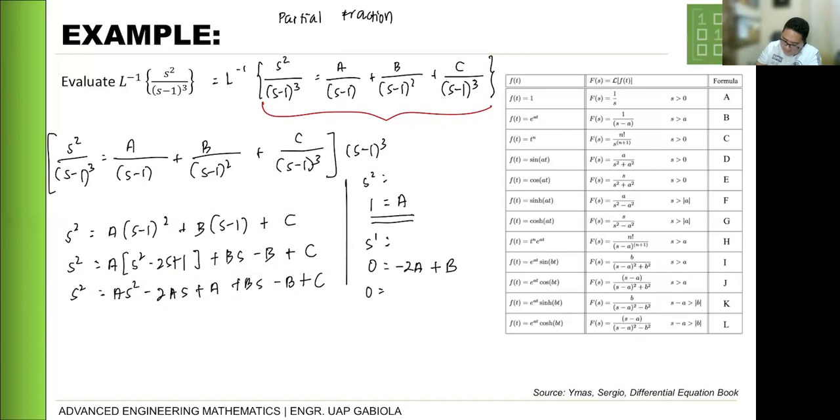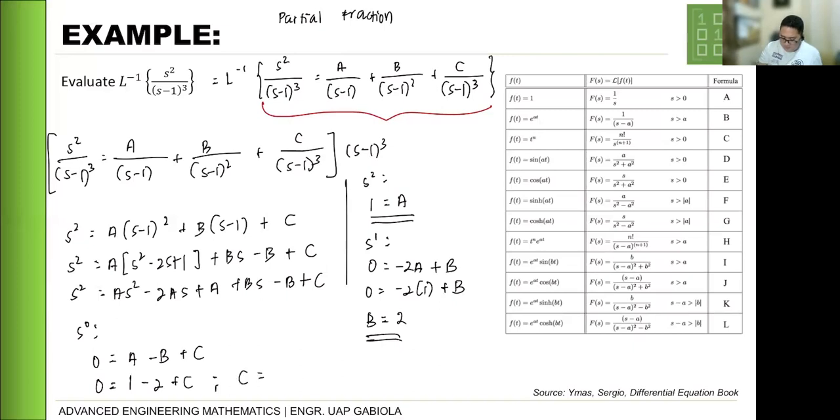Pero alam na natin yung value ni A. Substitute lang natin plus B. So B is equals to negative, magiging positive na yun pag transpose. So B is equals to 2. Okay? Then for C, we have S raised to 0. So ibig sabihin constant. So we have 0 dito sa left side. And we have A minus B plus C. So substitute natin yung values. 0 is equals to 1 minus 2 plus C, or C is equals to 1.